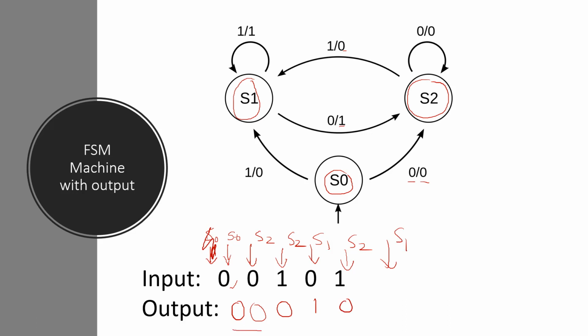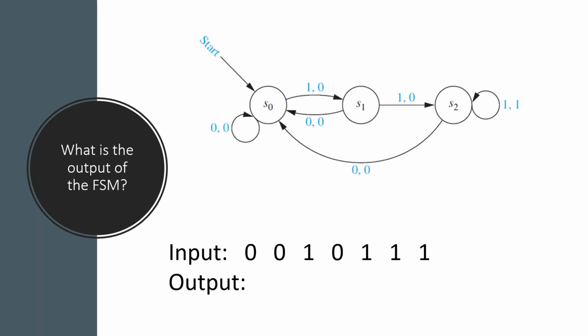So now here's the output we get from this, and the final state we end up in is S1 because we ran out of the input stream. Here's another one. What is the output of this finite state machine? Let's suppose that we start with S0.